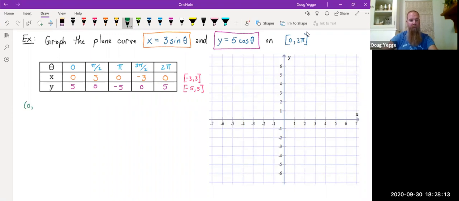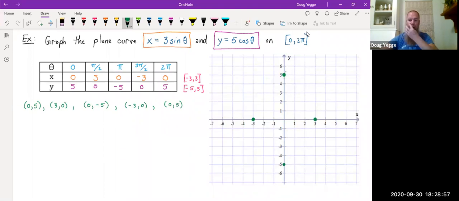We can plot the point 0, 5 and 3, 0. 0, -5, -3, 0, and 0, 5. And so notice that 0, 5 starts here. It then goes to 3, 0. It then goes to the point 0, -5. And it then goes to the point -3, 0. Before it finally makes it back to this point right up top when I plug in 2 pi.